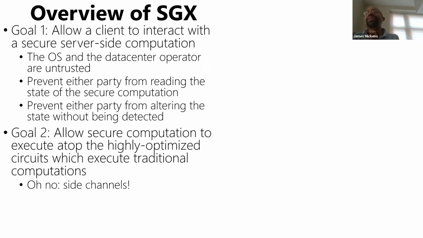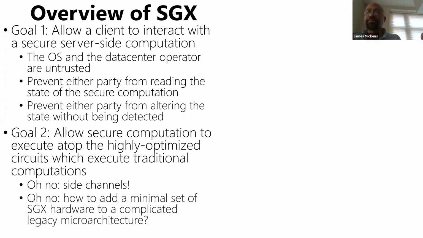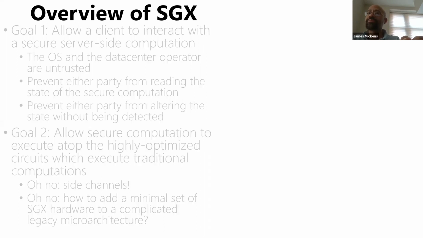So, oh no, this immediately raises the specter of side channels, right? Because if we're not going to have a separate chip that's going to execute this secure computation, then presumably this means that there's going to be some sharing, if only at the microarchitectural level. And so as we'll see later on, there are in fact side channels that emerge. And there's also this very big challenge: if you're going to be a hardware designer, how do you add a minimal set of SGX hardware components to a complex legacy microarchitecture? So we're going to look at these issues over the next couple slides.